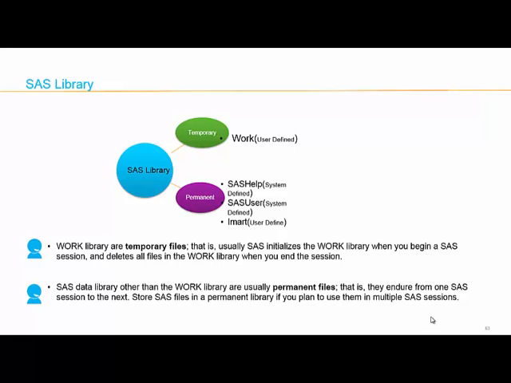So here you can see what the SAS libraries are and what different types of SAS libraries are available. There are two kinds of SAS libraries. One is the temporary SAS library, and the other is the permanent SAS library. Here we're going to see how these two libraries are different, and which library represents temporary and which libraries are available as permanent libraries.